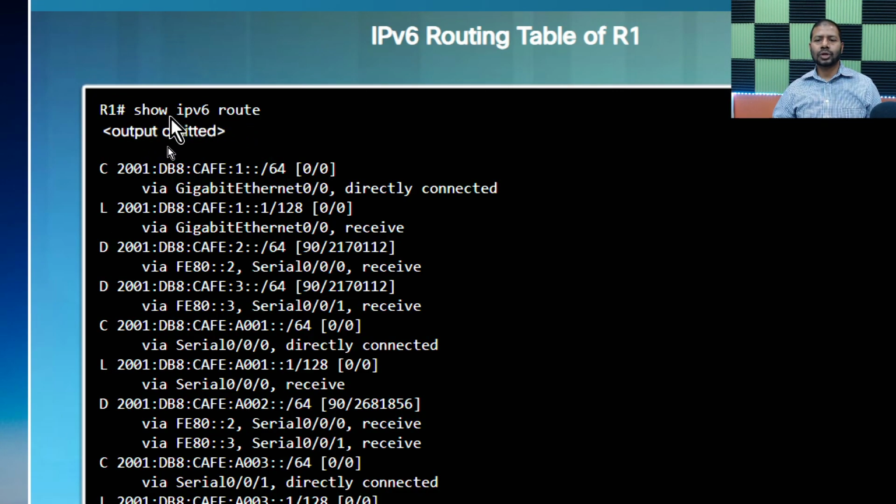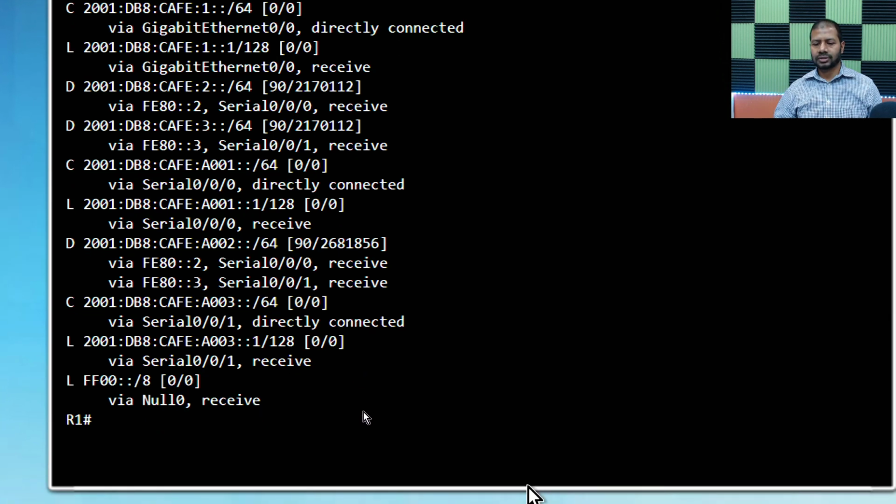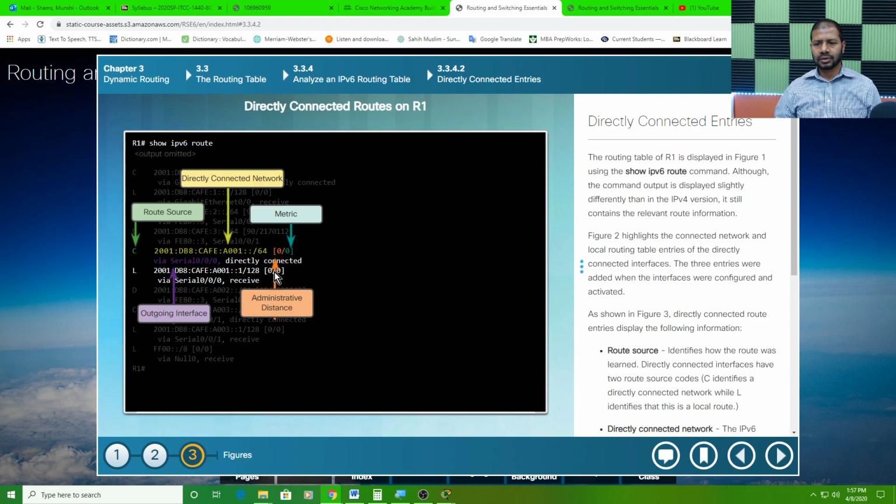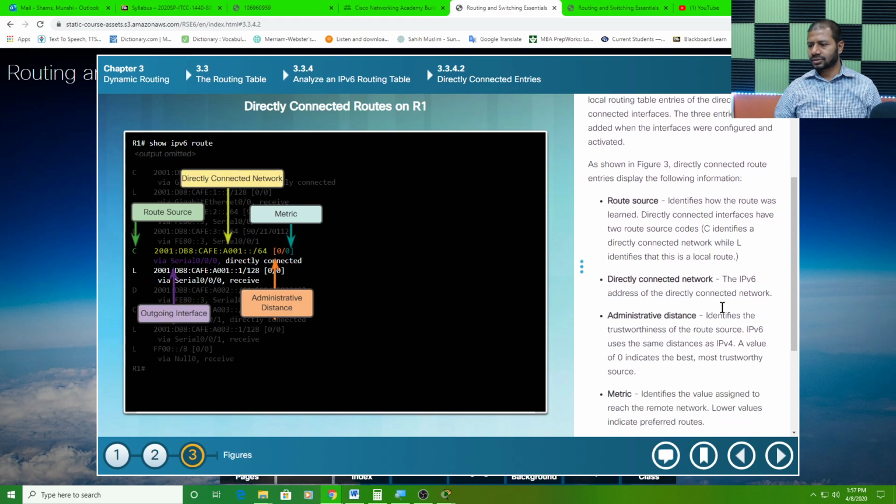What we did, we typed show ipv6 route. And we see, oh, same way. C means connected, L means local, D means EIGRP, C means connected, L means local. And then the destination network. It's a network address. Okay, I got that. Then this administrative distance and the metric, we understand that too. Then this via GigabitEthernet 0/0, that's my exit interface. It's directly connected. So it's the same thing, same way, same kind of entry. And directly connected is with C and L, same. So it shows the same thing that I just discussed. We can just move on.